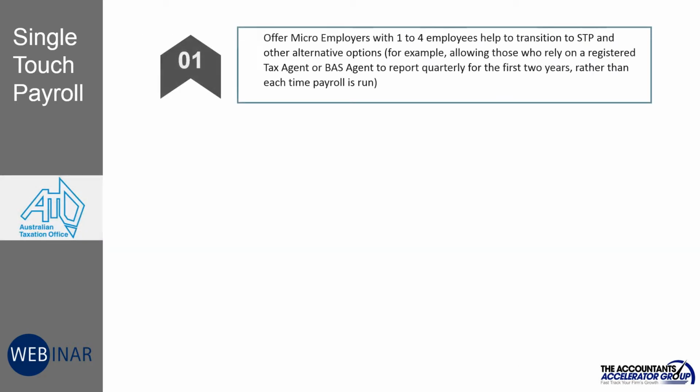To assist with the change, the ATO will: 1. Offer micro-employers with 1 to 4 employees help to transition to STP and other alternative options. For example, allowing those who rely on a registered tax agent or BAS agent to report quarterly for the first 2 years rather than each time the payroll is run.